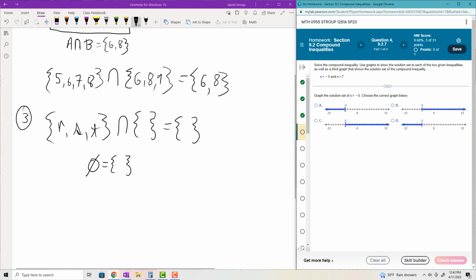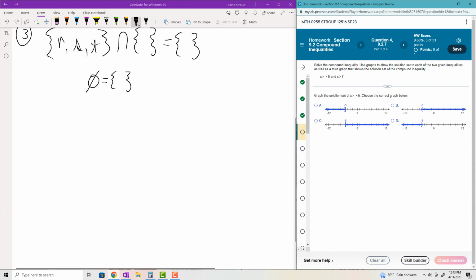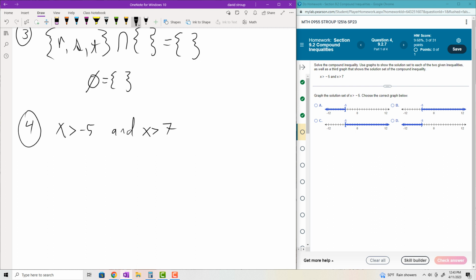Okay, and now we want to apply this idea to inequalities. So you'll be given 2 inequalities, and you want to know what numbers are in both sets. Okay, so to do these problems, I generally will draw 3 number lines, and okay, so here's number 4. So I have x greater than -5 and, which just means intersection, x greater than 7. So I'm going to draw a number line for -5 to infinity. So this is for x greater than -5. I don't include -5, but everything above it.